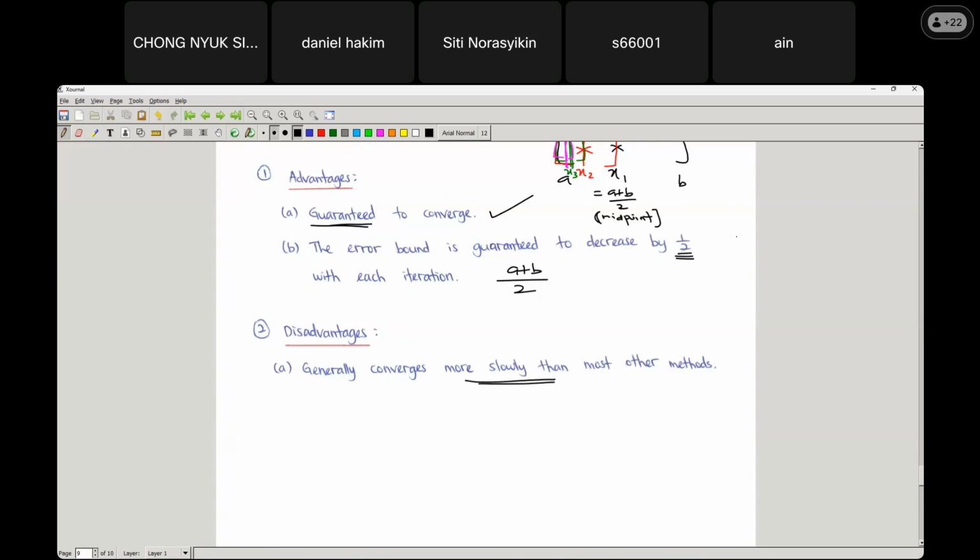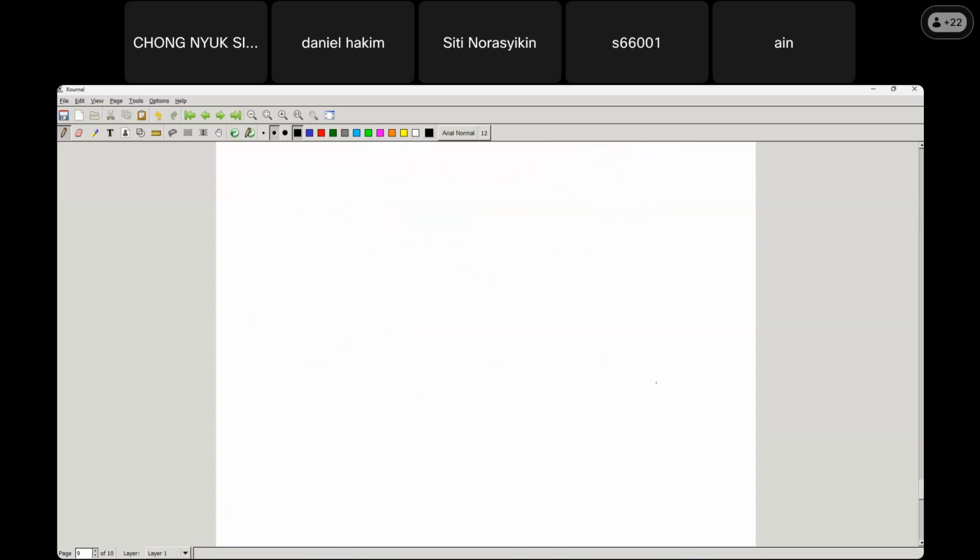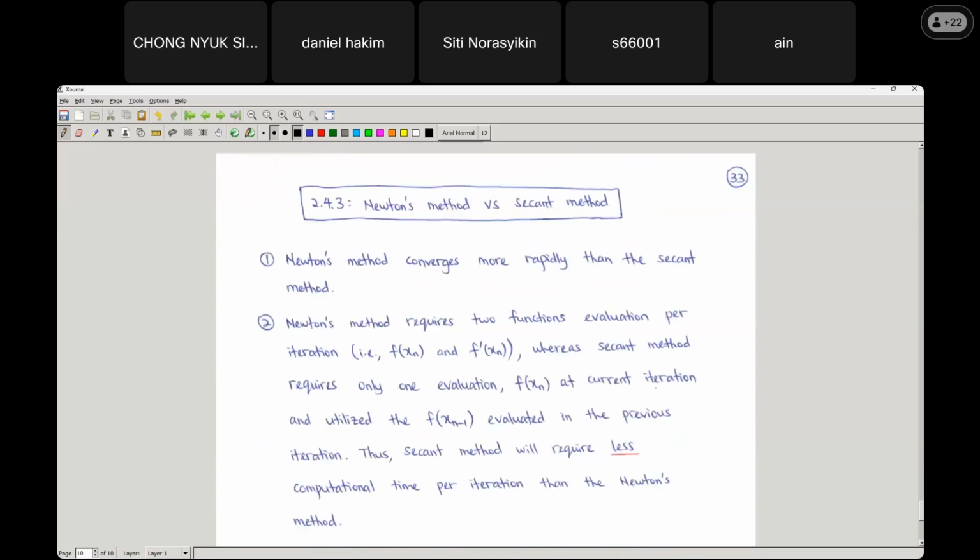All right. Okay. After this, we are going to look at the properties in between Newton's method and the secant method. Okay, because we looked at the bisection method. Next, we want to compare Newton's and secant. Why? Because the secant method uses the gradient from Newton's method, right? So we want to compare.